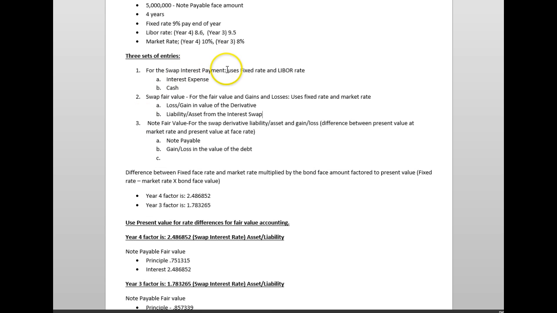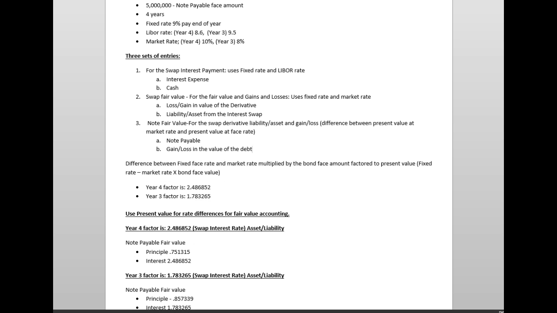So you're going to record the interest payment. You're going to record the fair value amount of the swap, and you're going to record the fair value of the note. Now this takes some special accounting, and that's why it's called fair value accounting. Basically what we're looking at is the difference between the fixed face rate and the market rate is used for the last 2 entries. Only LIBOR is used for the first entry, and I'm quite sure that's really as clear as mud, but let's write this out.